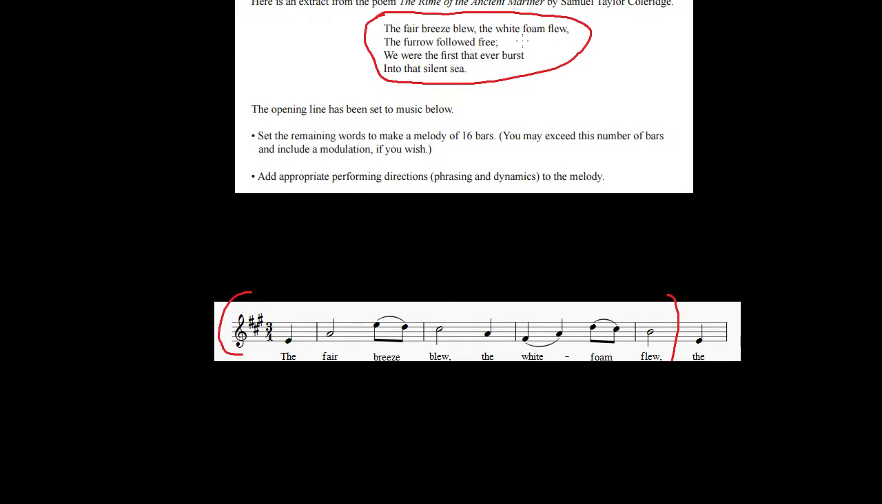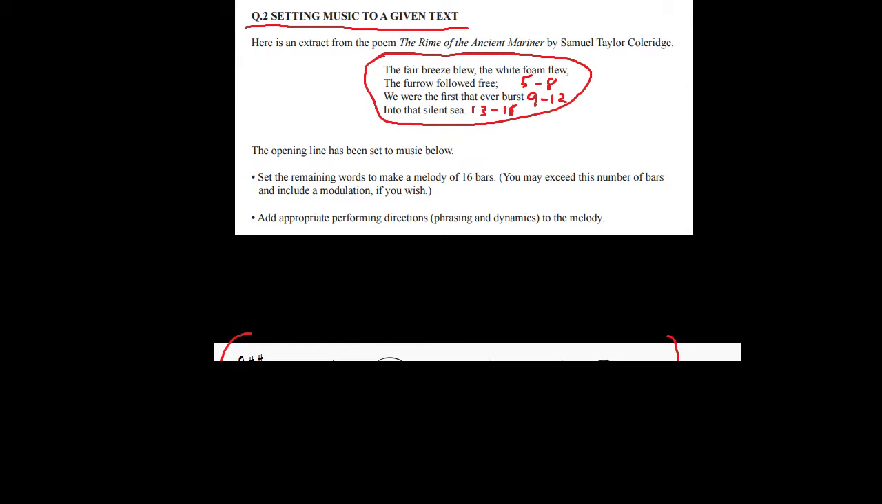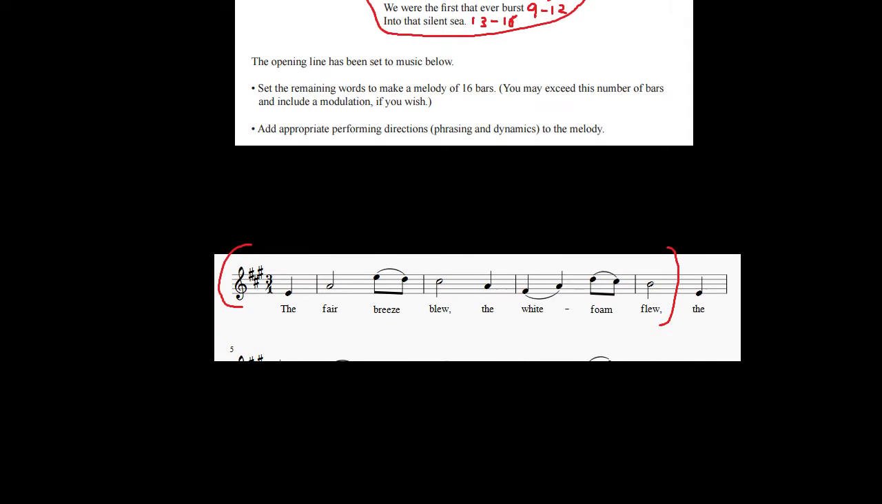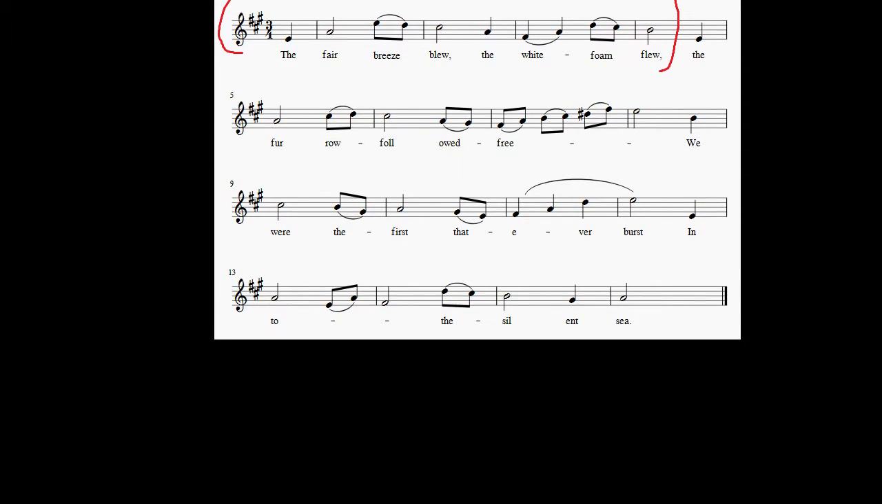Then the next 4 bars, so that's bars 5 to 8 rather, make up the second line. Bars 9 to 12 are the third line, and bars 13, 14, 15, and 16 make up the last line of the poem. Sorry about my handwriting there. Okay, so that's the general structure of your poem that you have to set to music. Bars 5 to 8 will be the second line, 9 to 12 will be the third, 13 to 16 will be the fourth. And you have to try and follow a certain set of rules and a certain set of conventions.